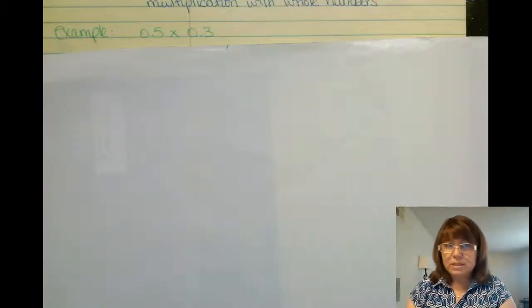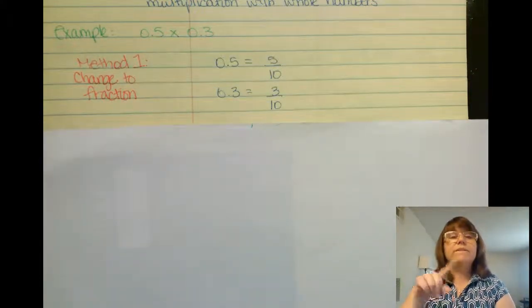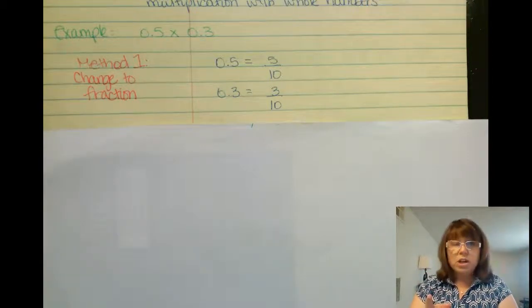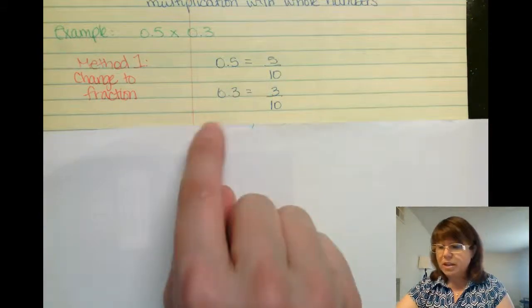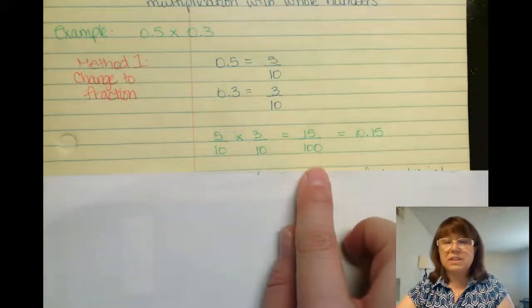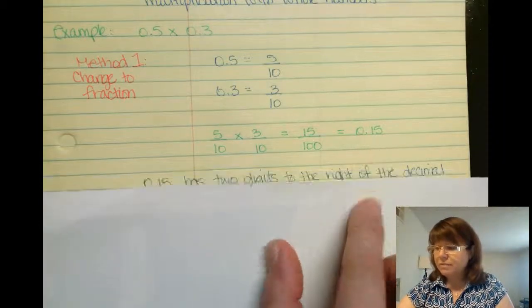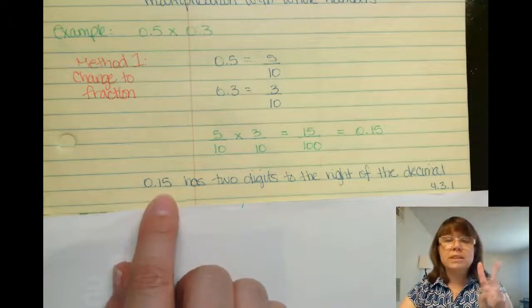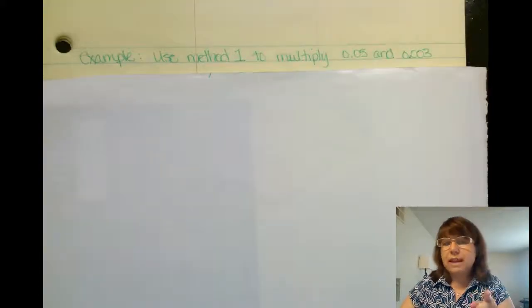Now let's take an example. 0.5 times 0.3. Let's do one where we convert it into a fraction because we know how to work with fractions now. So let's convert it into a fraction and then do our regular multiplication of fractions. So 0.5 is 5/10. 0.3 is 3/10. 5/10 times 3/10 is 15/100. And then if I convert it back, 0.15. 0.15 has 2 digits to the right of the decimal. So let's try it again using that same method by converting over to a fraction and multiplying again.